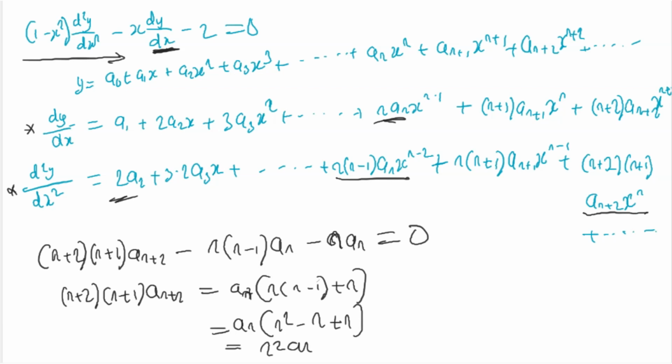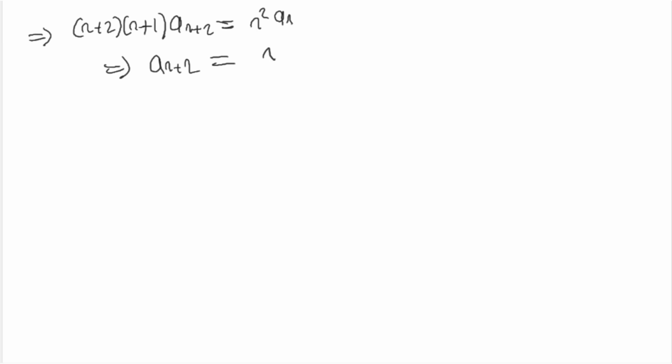So let's flip over to the next board. So this basically means that (n plus 2)(n plus 1) a sub n plus 2 is equal to n squared a sub n. So this basically means that a sub n plus 2 is equal to n squared over (n plus 1)(n plus 2) times a sub n.